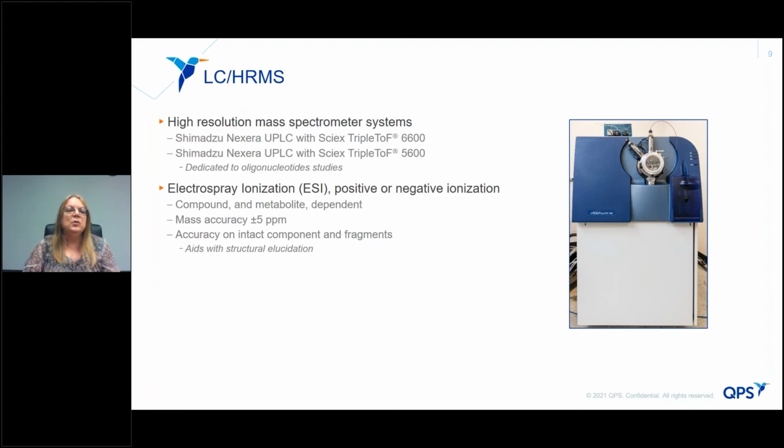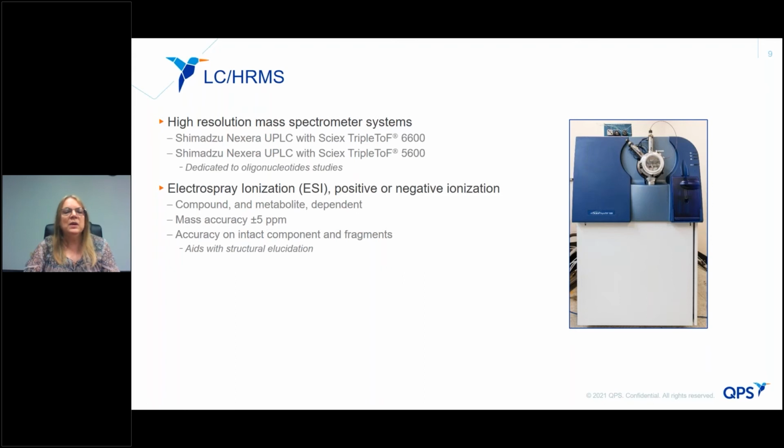The 5600 is really dedicated to oligonucleotide studies. And for both of these instruments, we do electrospray ionization. We either use positive or negative ionization, and that depends on your compound and the metabolite. So some compounds will go negative, some will go positive, and sometimes you will have metabolites that are the opposite.